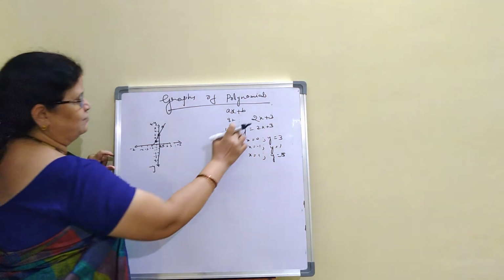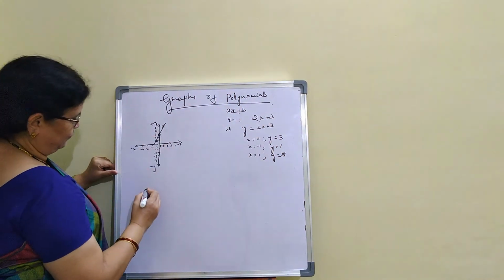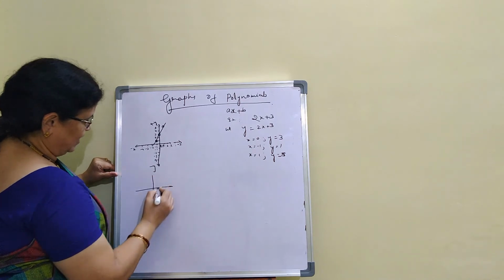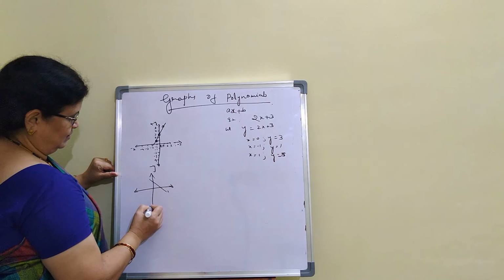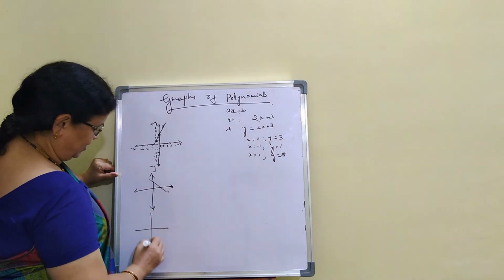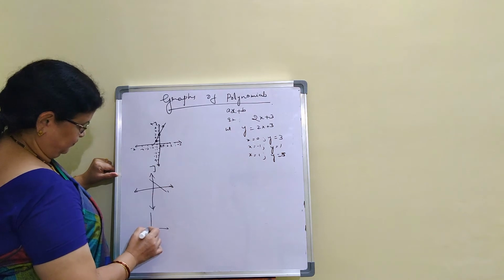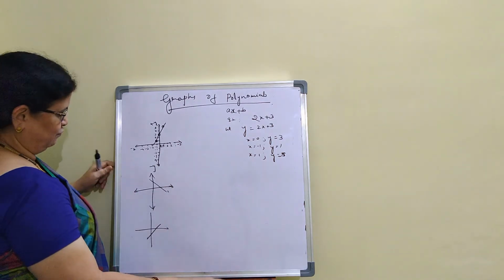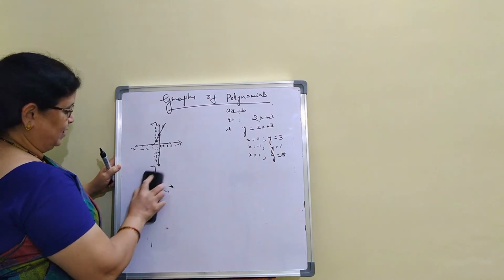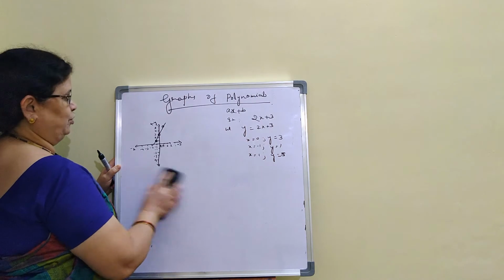So like this, for different linear polynomials, you will get different types of lines. The lines can be like this, even the line can be like this. So different types of lines we get, but definitely it is a line on a graph for a linear polynomial.